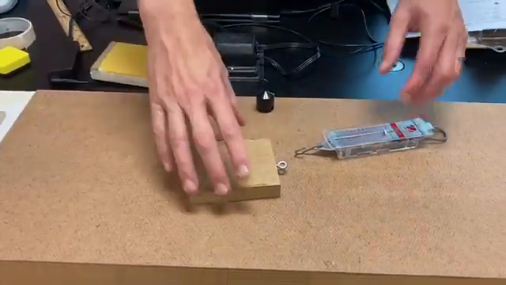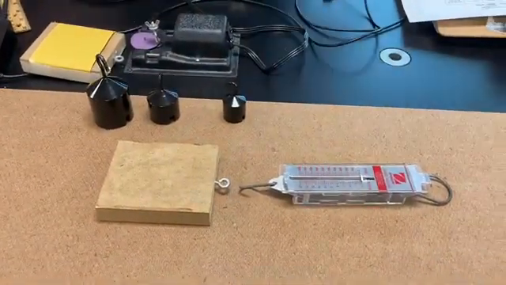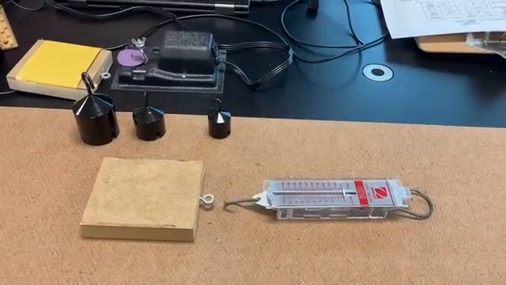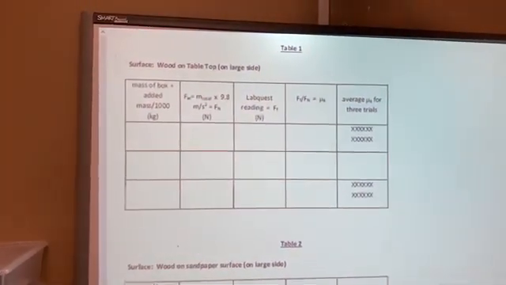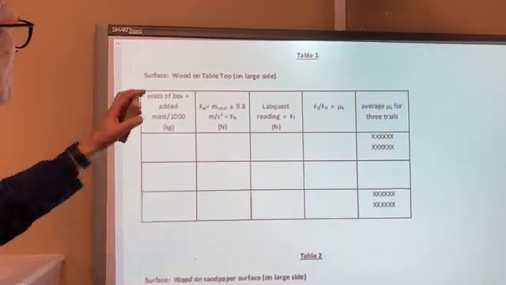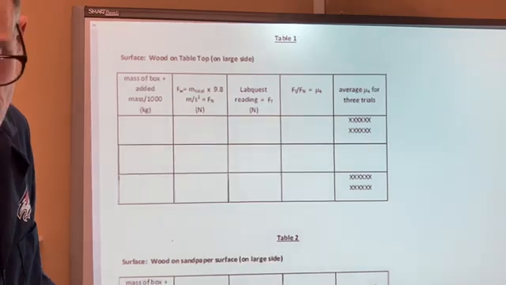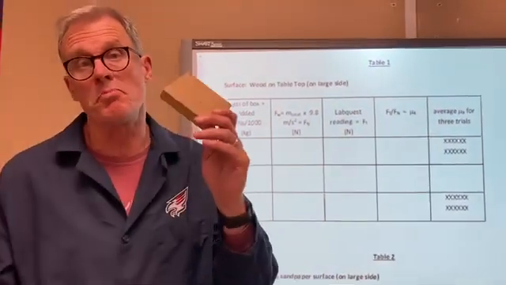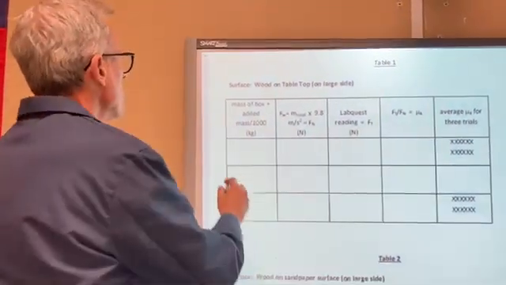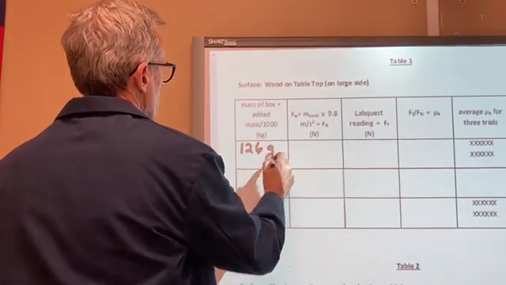So let's do table 1 first. Let me fill out the table. We're going to do table 1. It's going to be the wood on the tabletop, this thing right here. And first of all, I'm going to tell you right off the bat that you're going to need the mass of this wooden box. The mass of this wooden box is 126 grams.